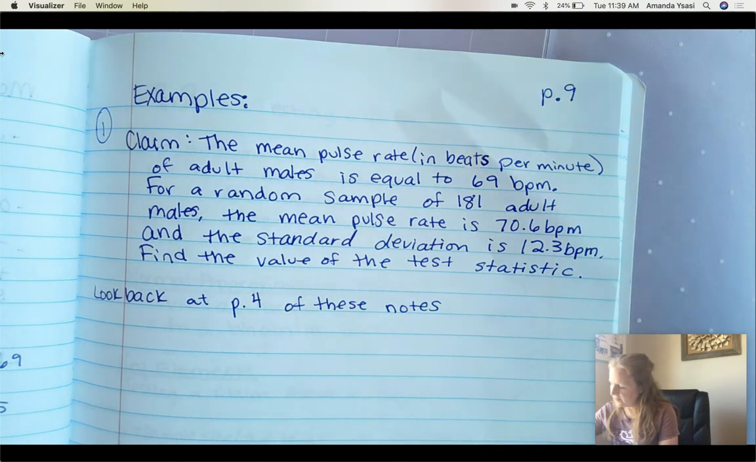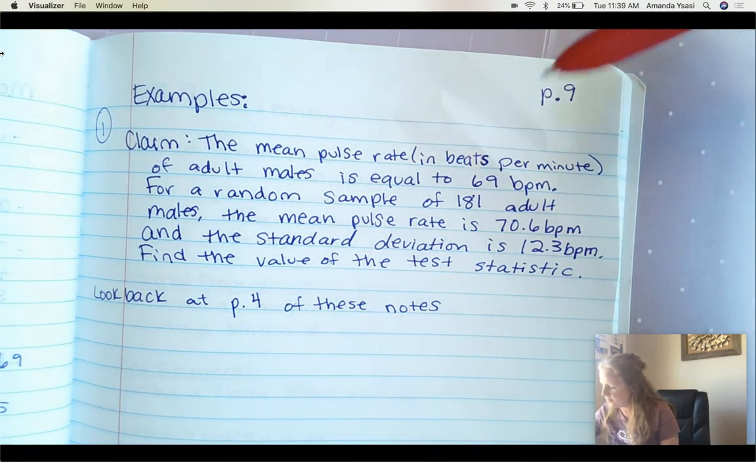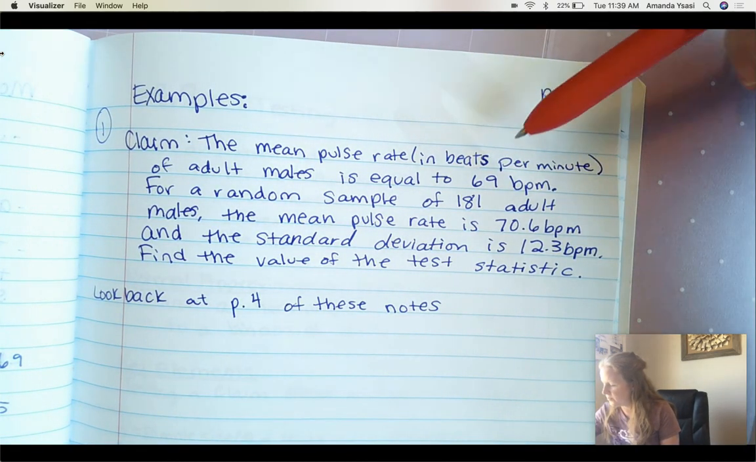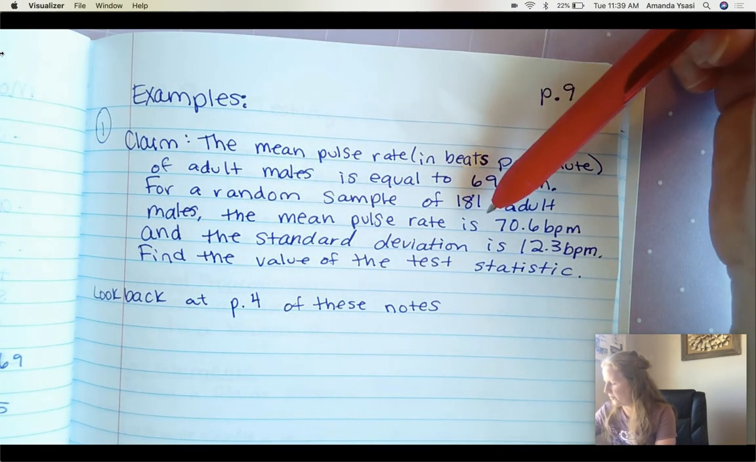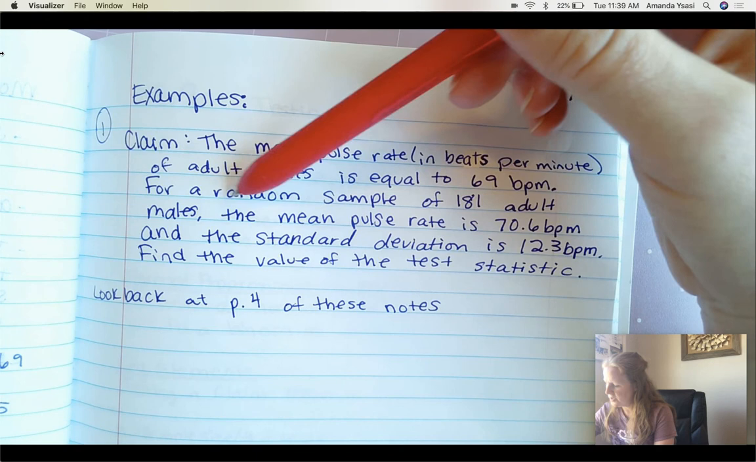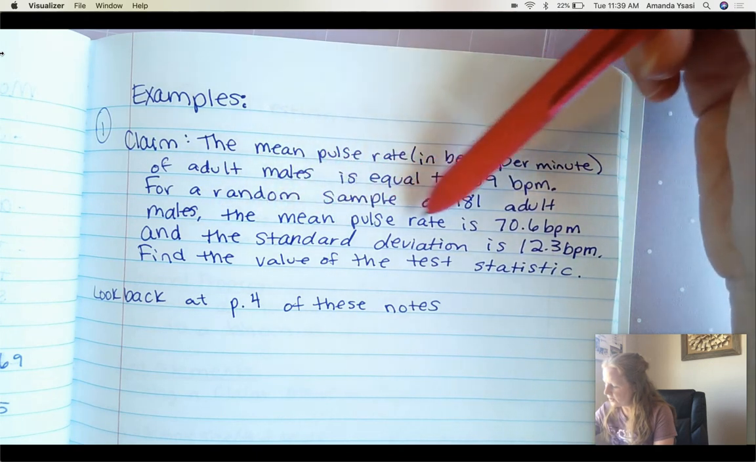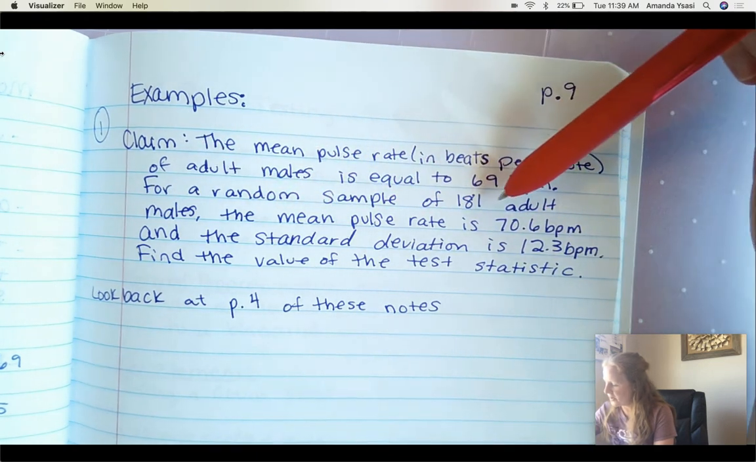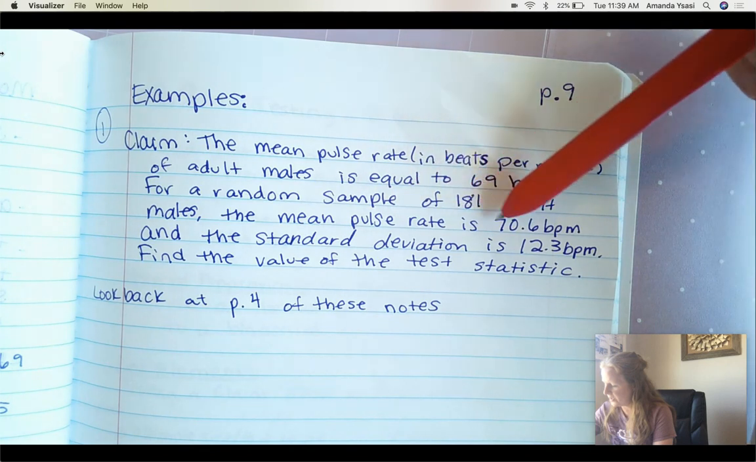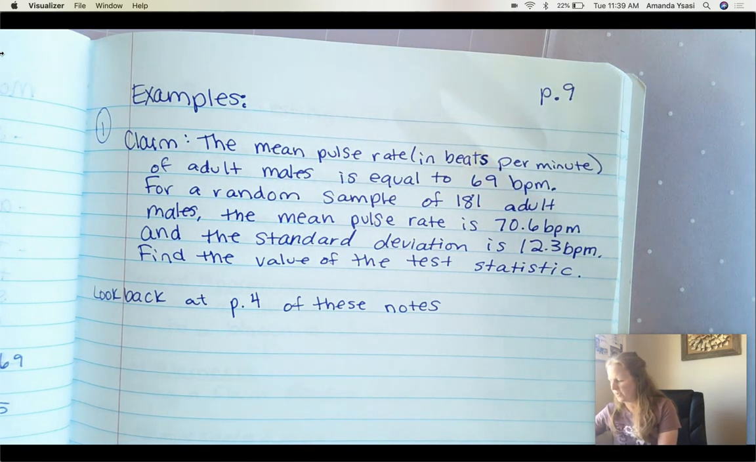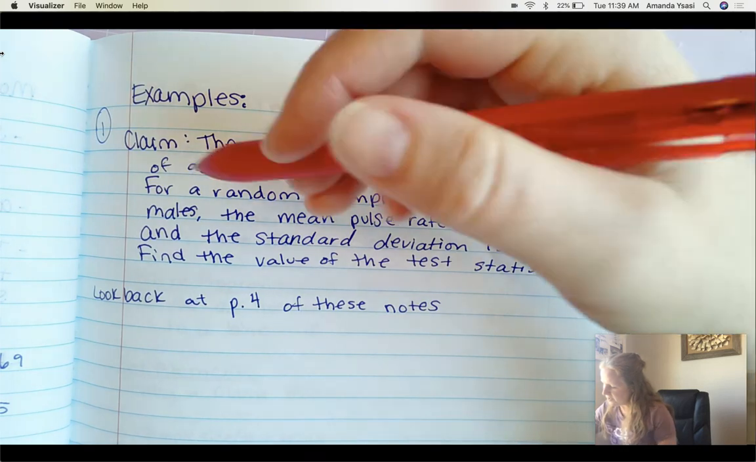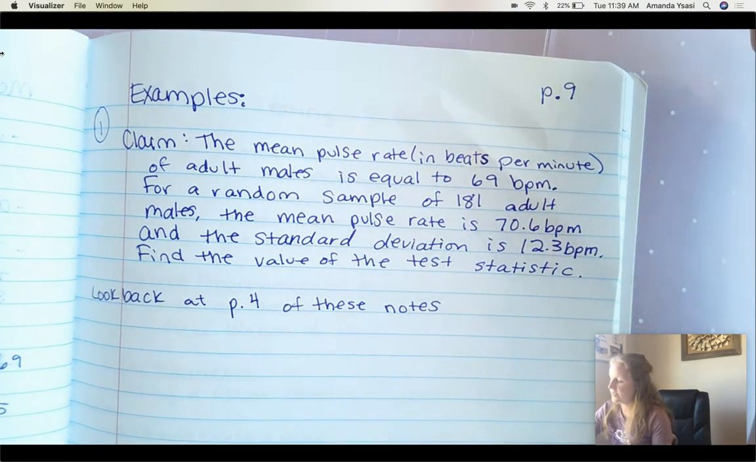So let's look at this claim. The mean pulse rate in beats per minute of adult males is equal to 69 beats per minute. For a random sample of 181 males, the mean pulse rate is 70.6 beats per minute. The standard deviation is 12.3 beats per minute. Find the value of the test statistic.